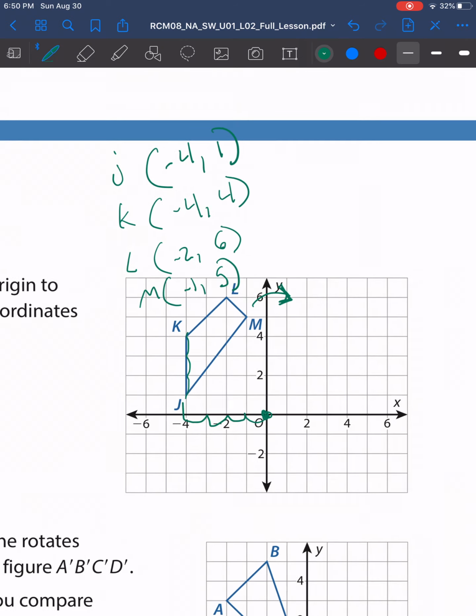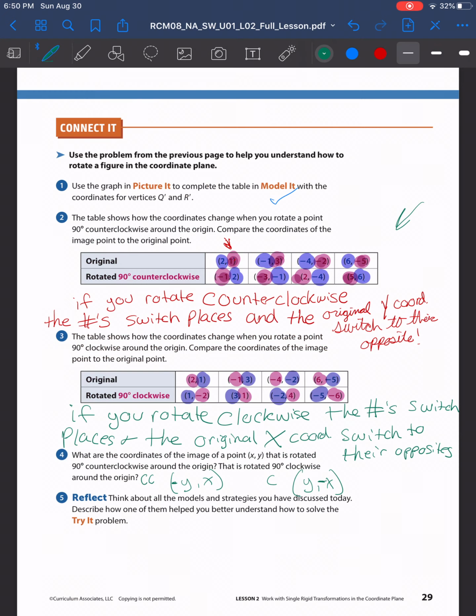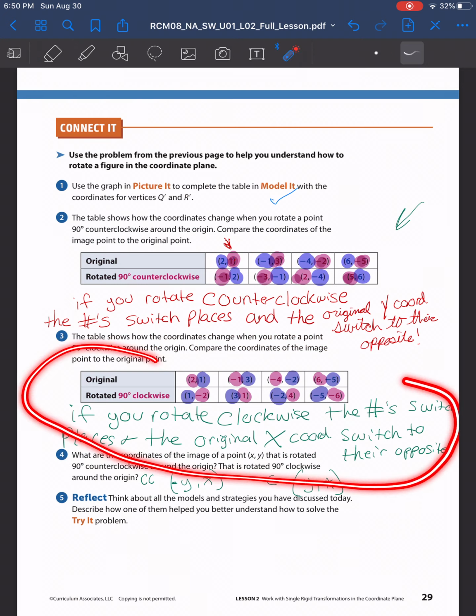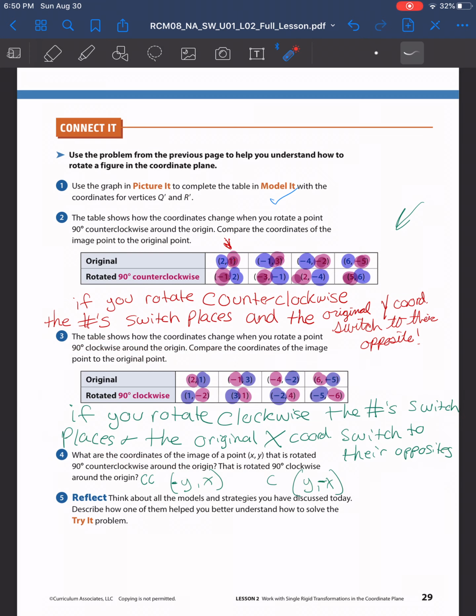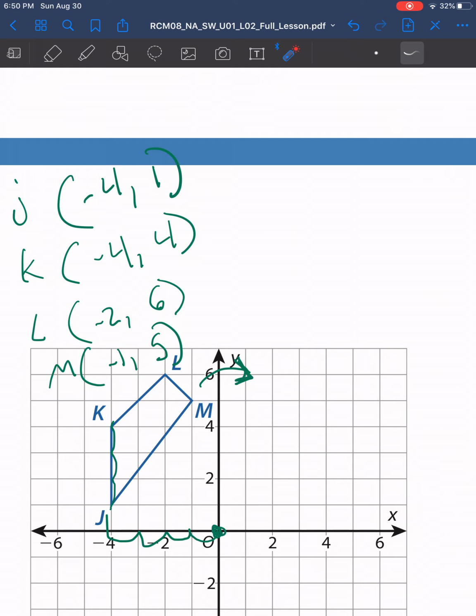Okay, now guys, hear me out. We are going clockwise. If we're going clockwise, that means we're going to be using these rules right here. The rule says the numbers switch places, and then the x coordinate switches to its opposite. So let's try it. I'm going to do the new ones in red, okay? So the numbers switch places, so this would be 1, 4, and the x switches to its opposite. So what's the opposite of -4? +4. You don't have to write a positive there though, you guys.